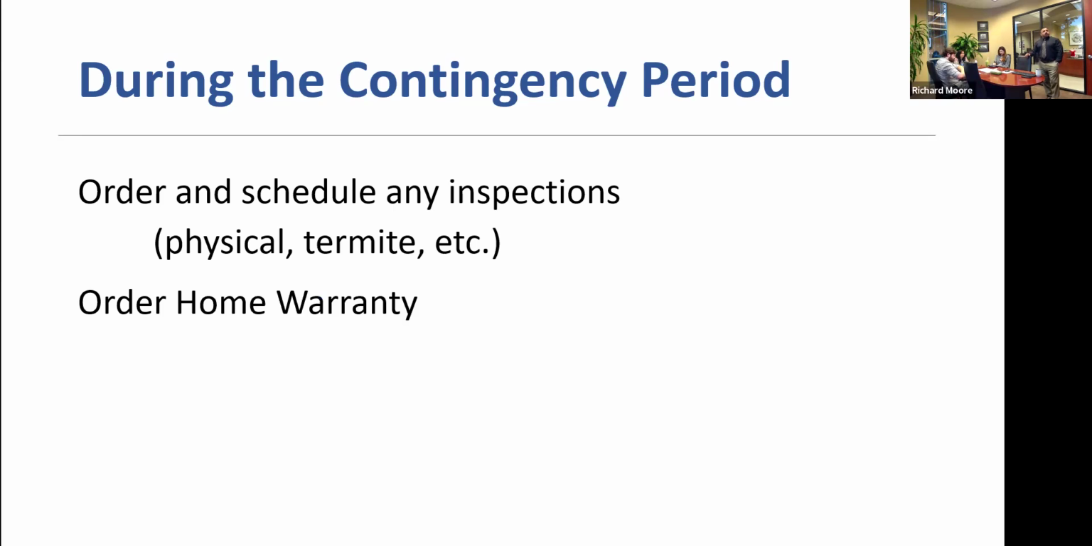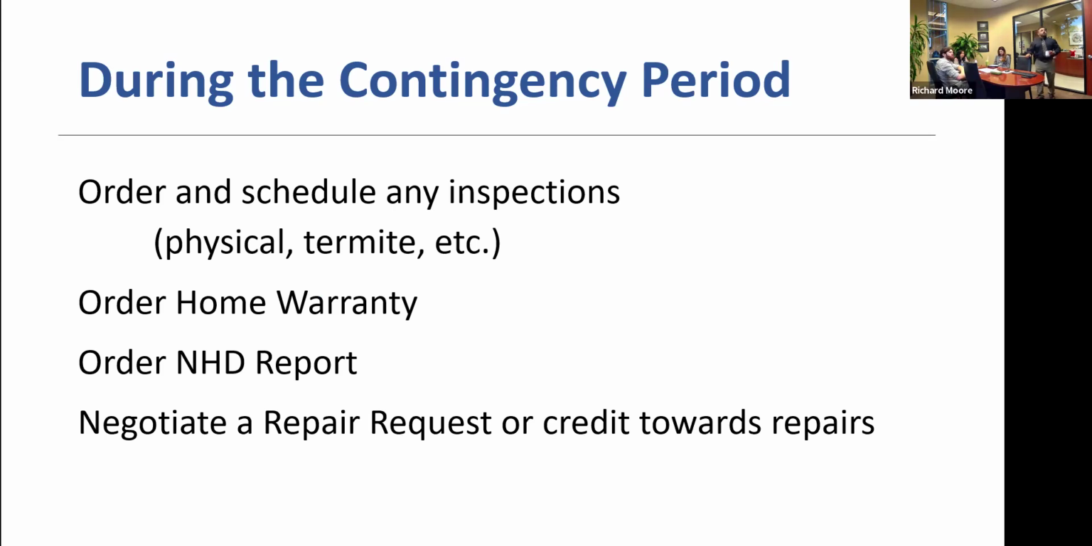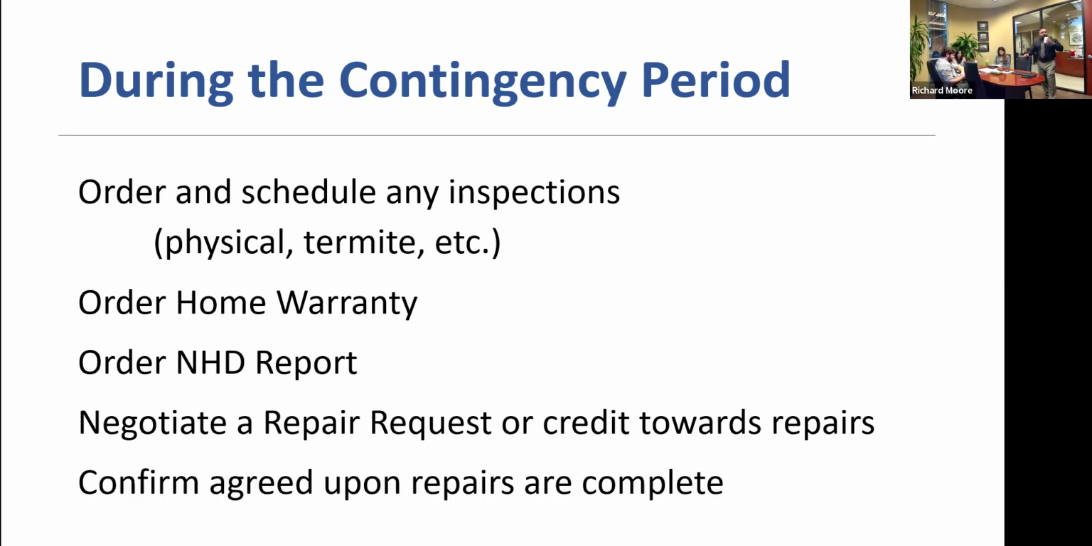Order a home warranty. Or the NHD report, usually escrow will order this. Negotiate a repair request or credits towards repairs. So after you get the physical inspection, you're gonna email it to your buyer, or they're gonna get a copy of it. And then ask them what they want repaired, or maybe they want a credit towards the repairs. And then you're gonna confirm agreed upon repairs are complete prior to closing.